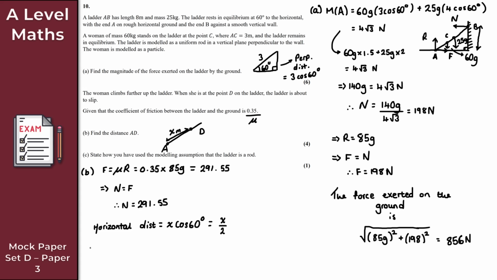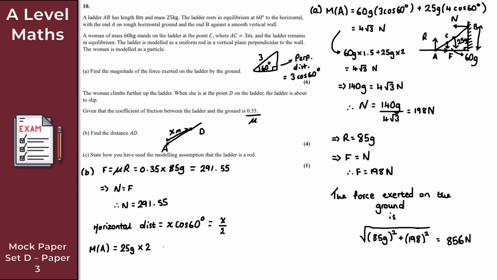So taking moments about A here, what would I get then? So I'm going to get 25g times 2 here, as we did before. I'm going to try to use my answer from the previous part just to help speed this up here. So 25g times 2, as we did previously. So that's 25g times 2 cos of 60 degrees. That's all well and good. And now what was originally 3 cos of 60 degrees here, that now becomes this here, right? Because she's moved further up the ladder. Okay, so she's not at C anymore. She's at the point D.